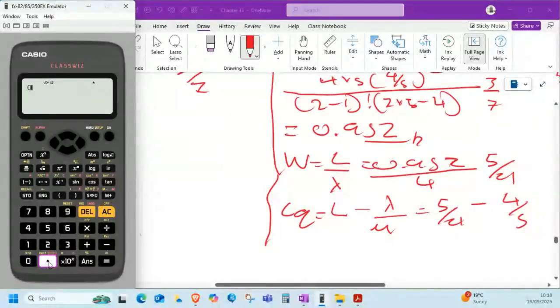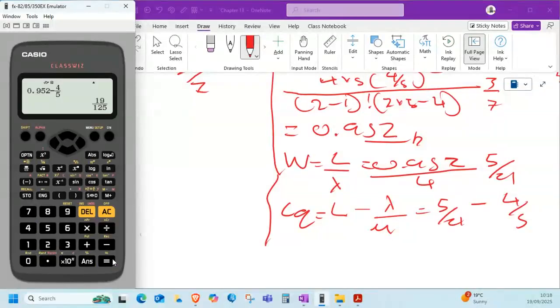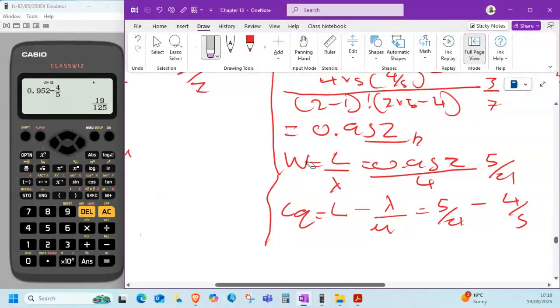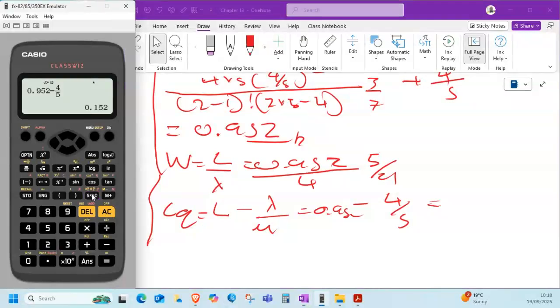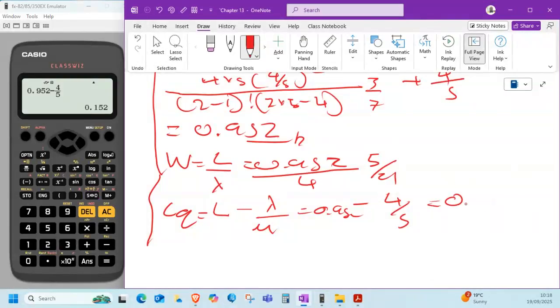Yeah, 0.952 minus 4 over 5. Then the answer is that. So I need to fix this. It's L, remember? So 0.952 minus that. Then your answer becomes this, 0.152.